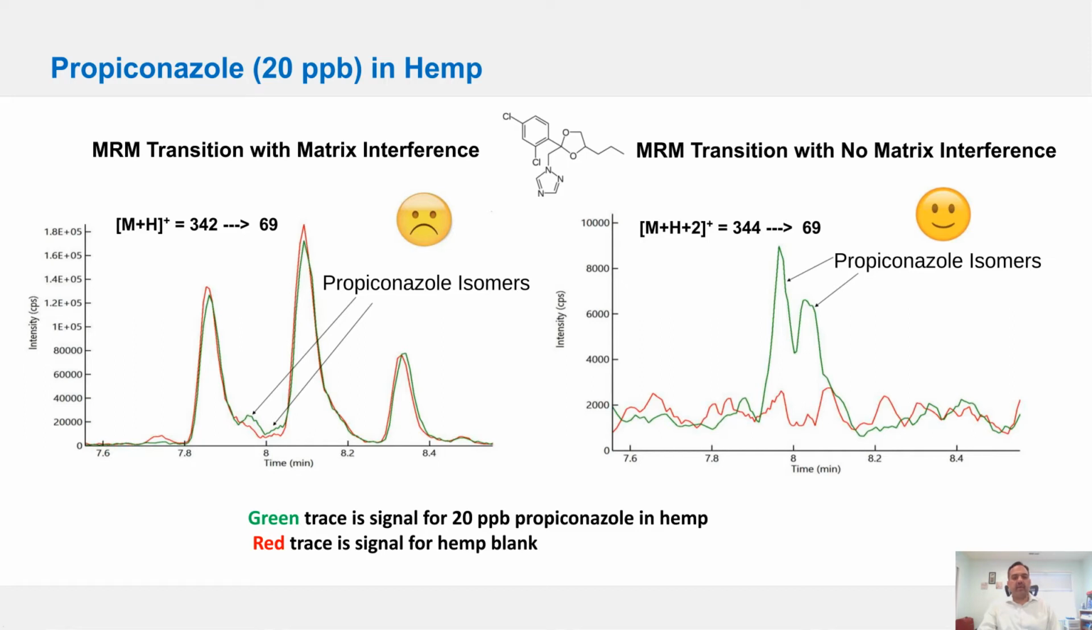I would like to point out that the MRM transition based on the monoisotopic mass has the best signal in solvent, but the detection limits are poor in the matrix because of the matrix interference. But when we use the MRM transition based on the M plus 2 isotope of this molecule, it has 2 chlorine atoms, so we are losing the signal by 30%, but we improve our detection limits because we minimize the matrix interference by a factor of 10. Therefore, by just changing our mass transition, we can improve the detection limits by a factor of 10 for this example.